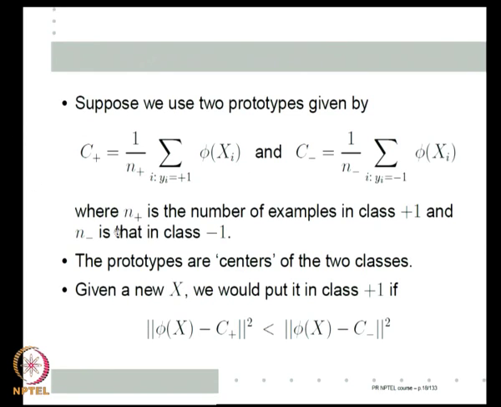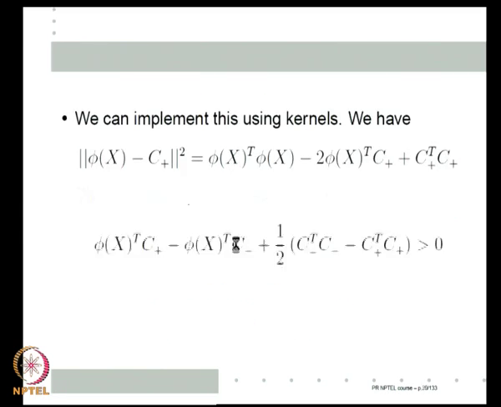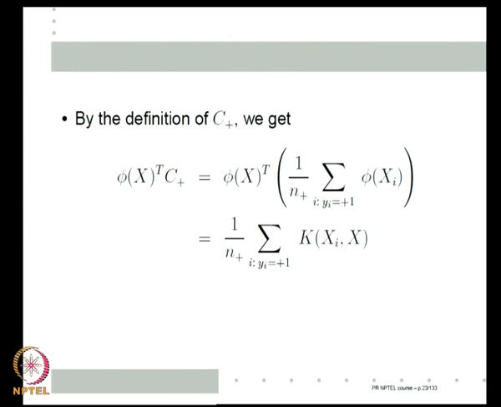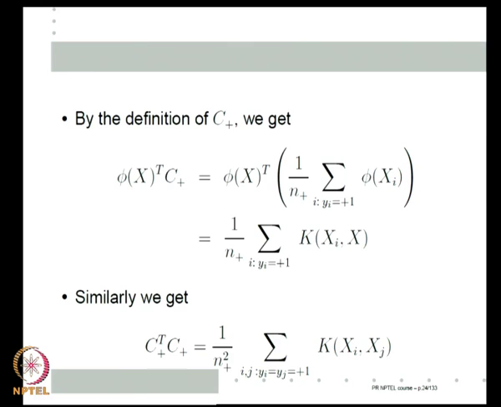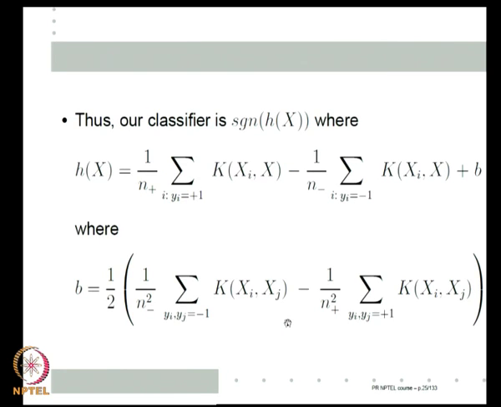If you want C plus transpose C plus, what you will ultimately get is phi xi transpose phi xj for all ij pairs such that both yi and yj are +1. And phi xi transpose phi xj is k xi xj. So, I get C plus transpose C plus like this. Similarly, I can write C minus transpose C minus, which means finally, my nearest neighbor classifier is sign of h x, where h x can be obtained like this. This is phi x transpose C plus, this is phi x transpose C minus, and the constant b is this, C minus transpose C minus minus C plus transpose C plus. Right. So, everything can be kernelized.